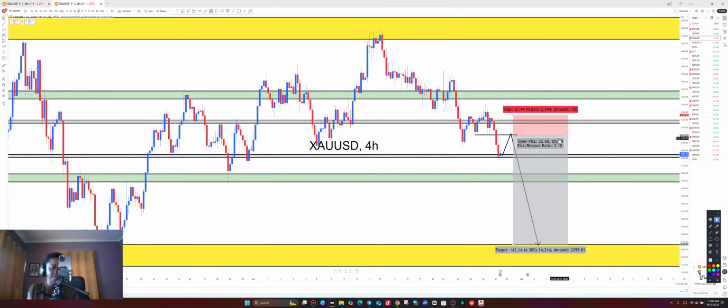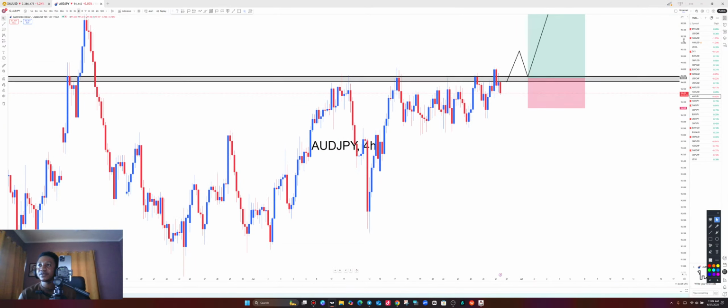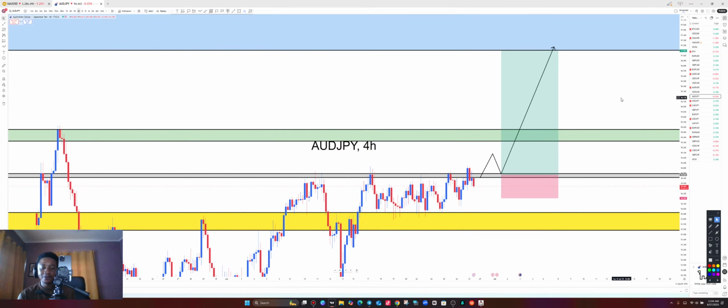Let's continue. Next pair in the comment section. Okay, someone is saying AUD JPY. We've done AUD JPY. All right, we've done AUD JPY. We are waiting for a break above, retest, and then we can buy. We need to break above the range.